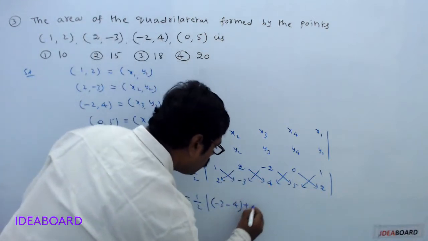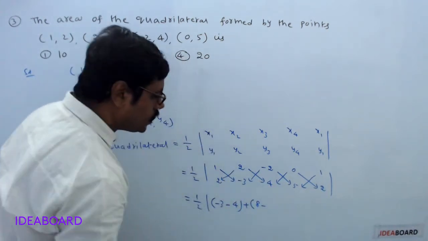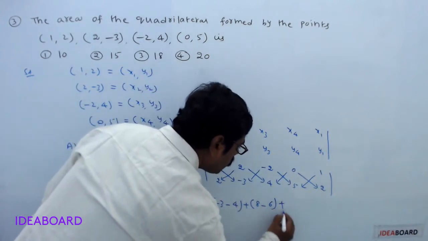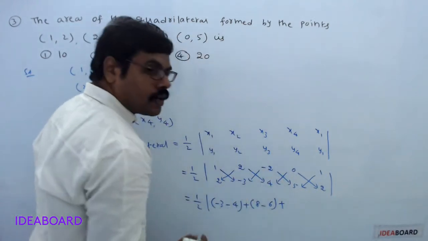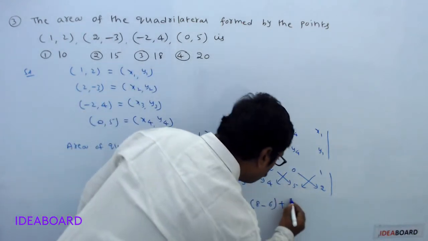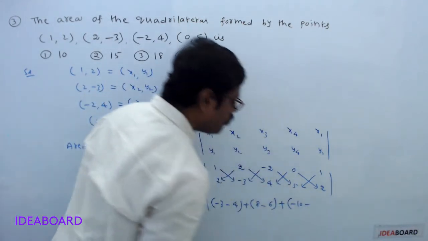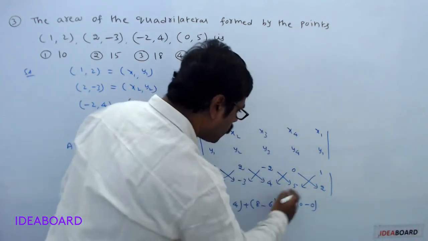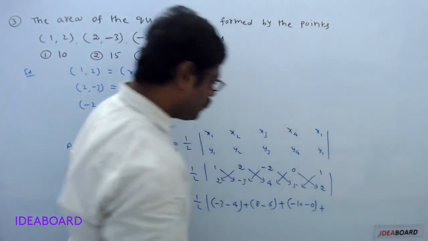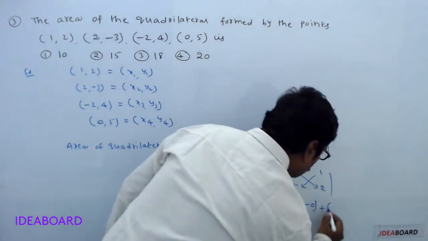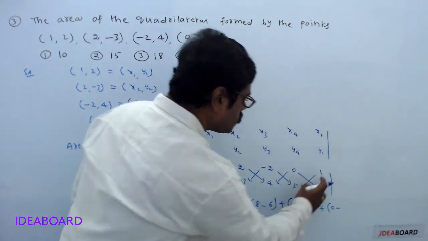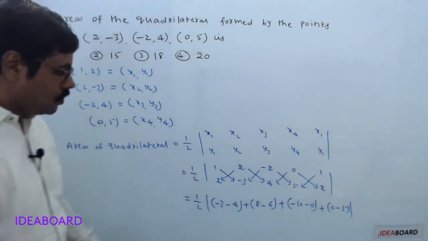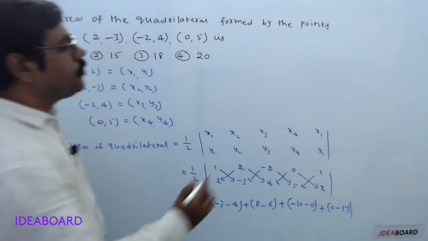2 into 4, 8, minus 2 into minus 3, 6, plus. This part is over. Minus 2 into 5, minus 10, minus 0 into 4, 0. This part is over. Plus 0 into 2, 0, minus 1 into 5, 5. Now simplify the constant terms.